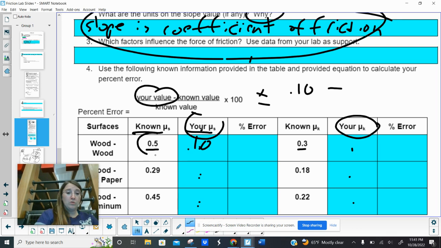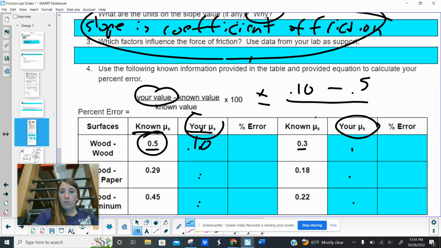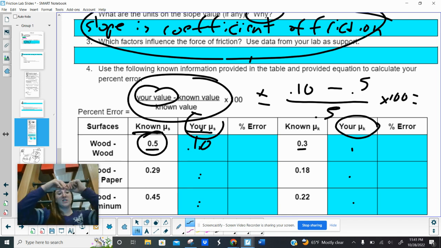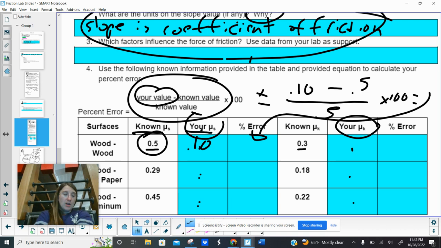The known value was 0.5, over the known value 0.5. So I just plugged everything into this equation here. I'm going to multiply that by 100, because doing the division will keep it as a decimal. Timesing it by 100 gets it to a percent. And then I'm going to put my answer right there.